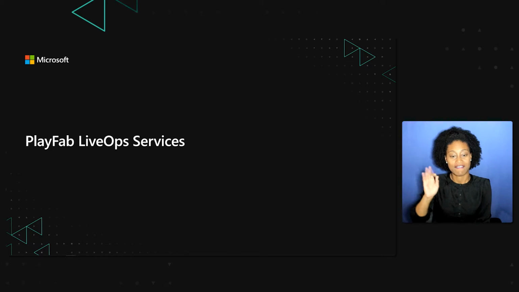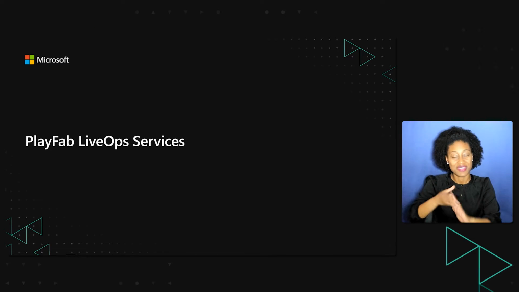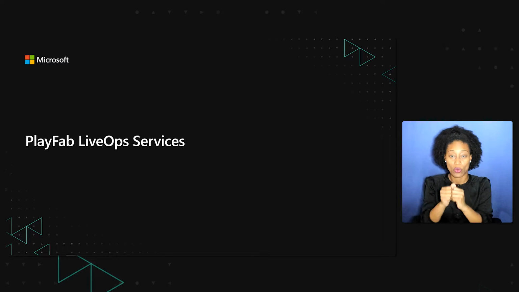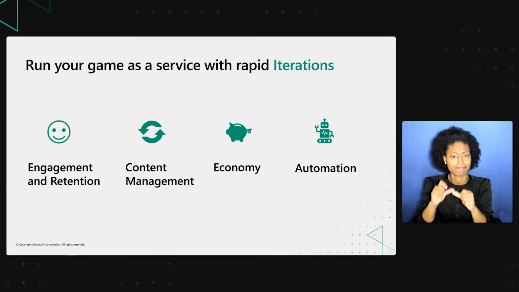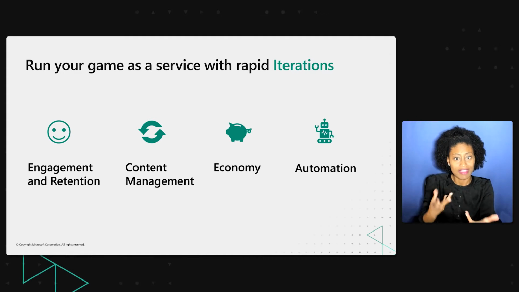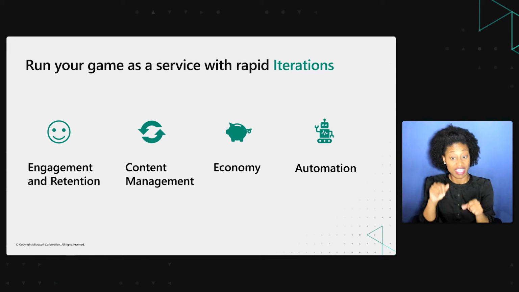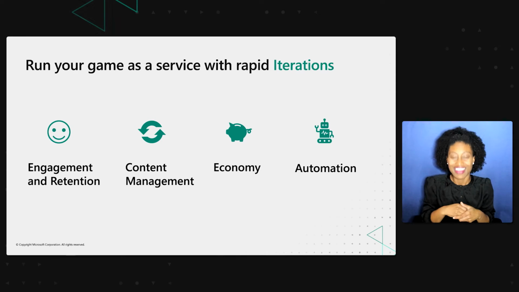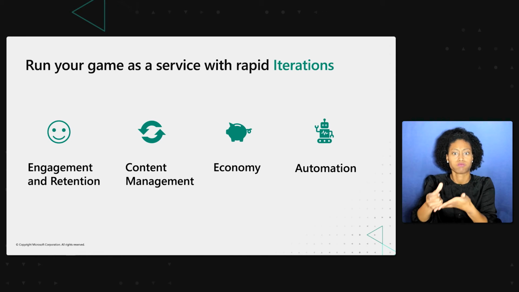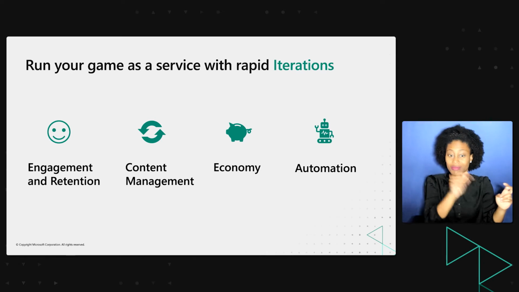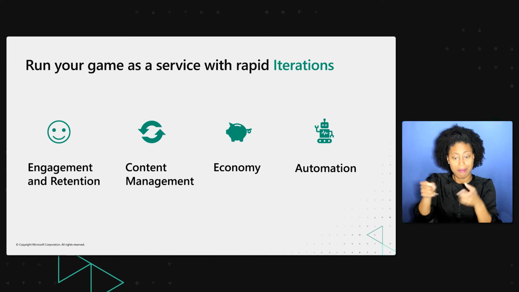You can run your game as a service with telemetry, automation, content management, and in-game commerce. These services enable you to make changes to the game quickly and keep players coming back for more. As you are running your game as a service, you get to deliver game experiences and content with rapid iteration. All of this iteration can be in one of the different buckets, and the tools of PlayFab can help you with it. These tools are categorized as engagement and retention, content management, economy, and automation.